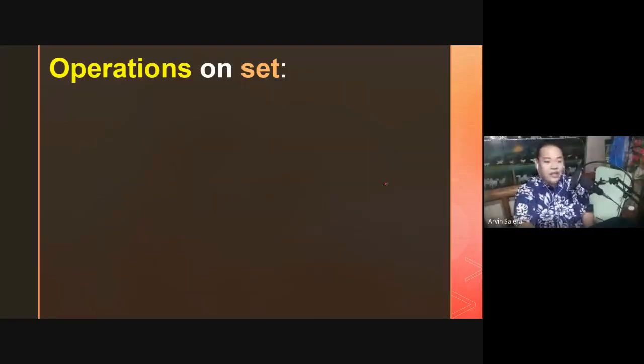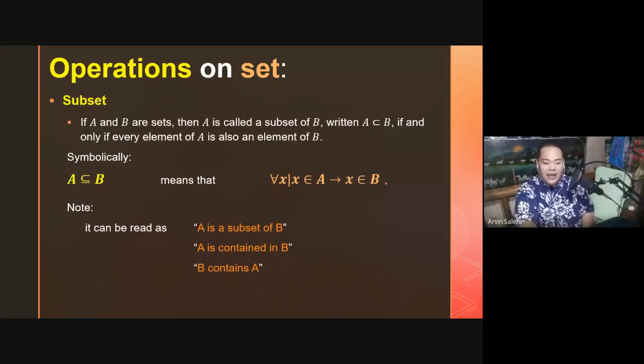Okay, operations on sets. Subset. If A and B are sets, then A is called a subset of B, written A is a subset of B, if and only if every element of A is also an element of B. This example is a subset. A is a subset of B means that, using the symbols from earlier, for all X such that X is an element of A, it implies that X is an element of B as well.